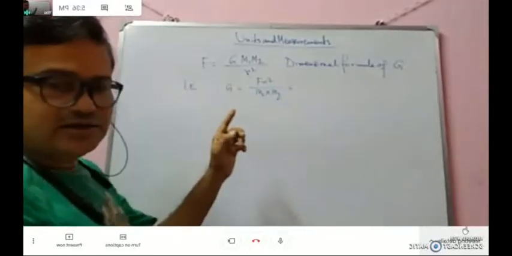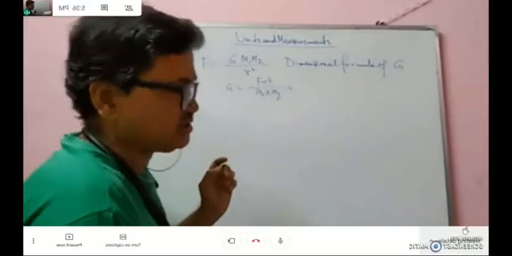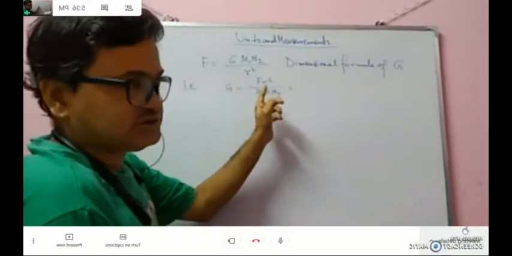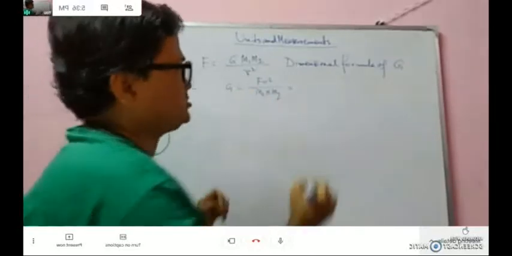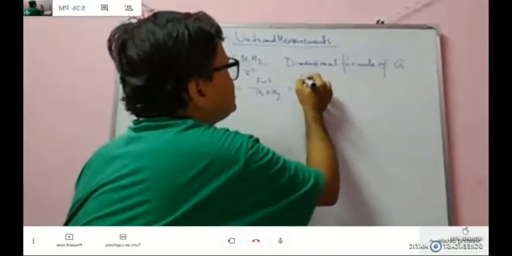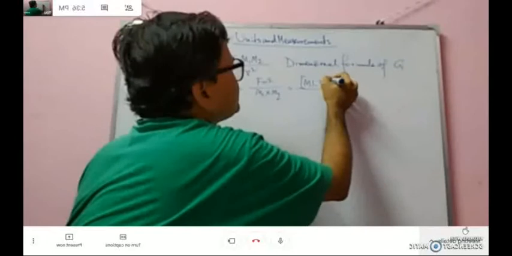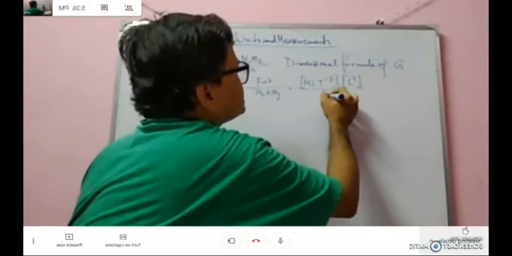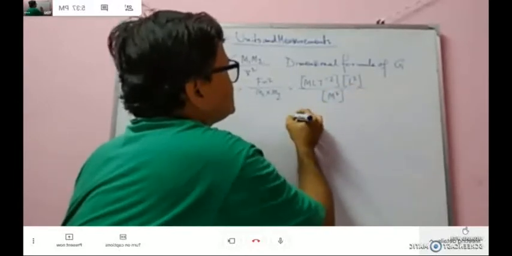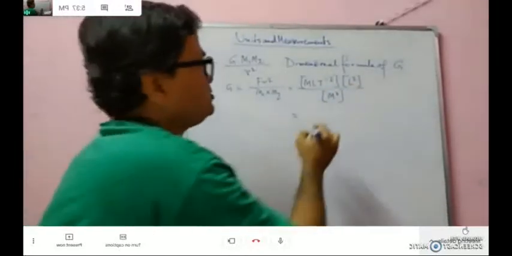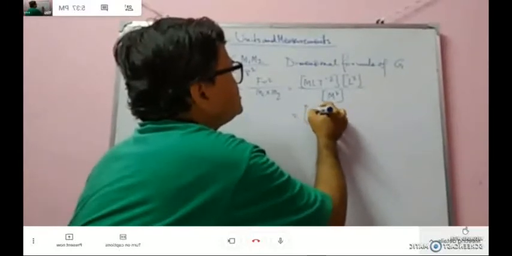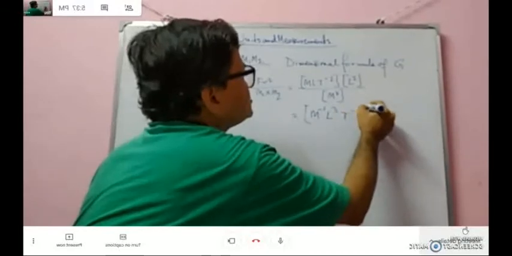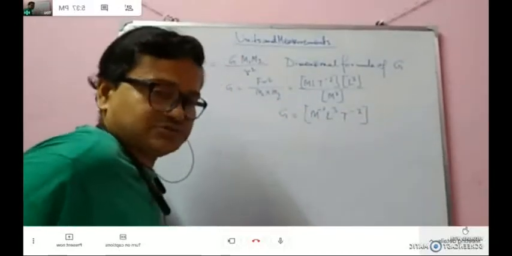Now directly put the dimensional formula of force, r means distance, m1 and m2 that is mass. So what we get? We get this one. So ultimately the answer will be this, so it is the dimensional formula of G.